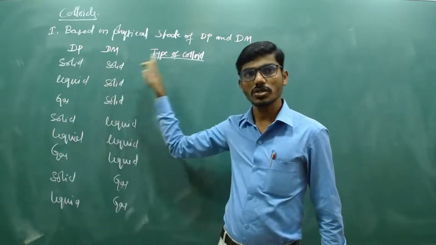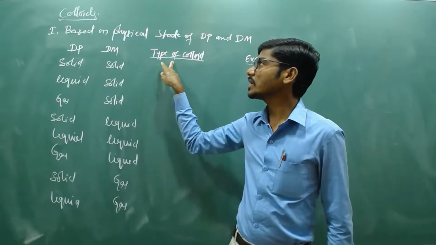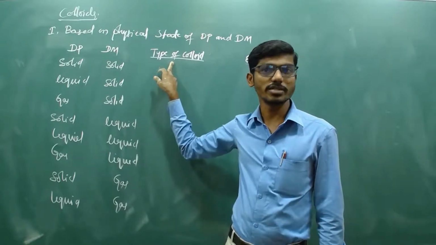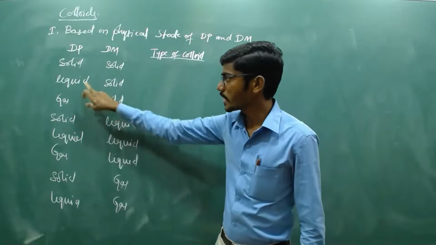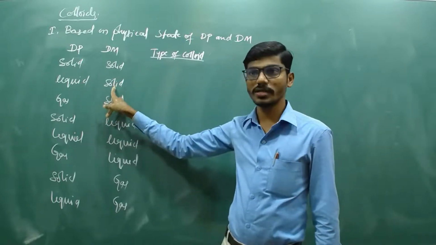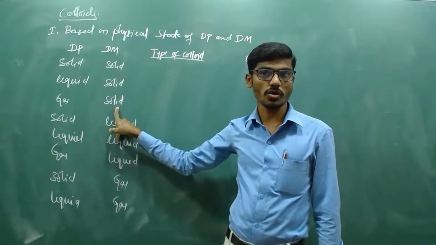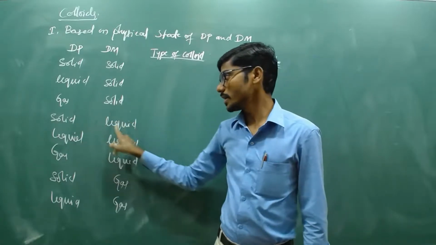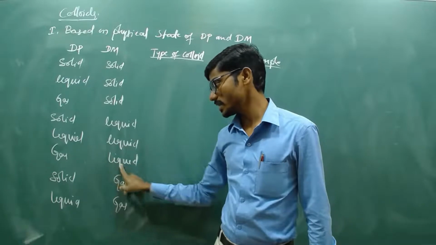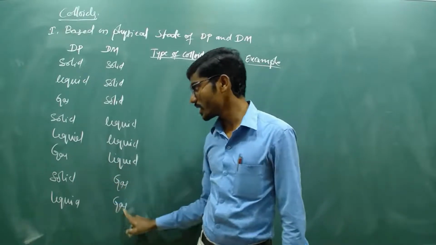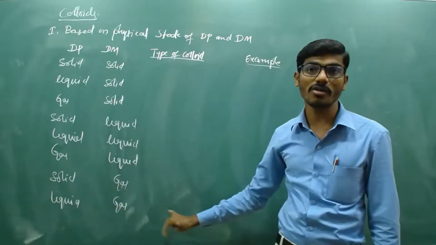Solid in solid is solid sol. Here sol is a short form of solution, so solid solution. The second one, liquid in solid, is gel. Gas in solid is aerosol. Then solid in liquid, liquid in liquid, gas in liquid, solid in gas, and liquid in gas. So totally there are 8 types of colloids.